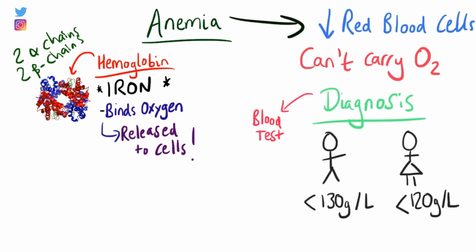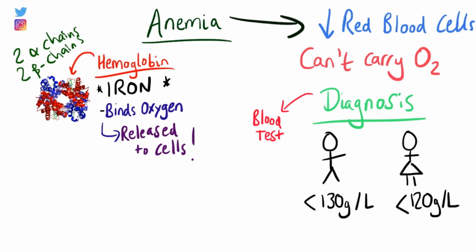Anemia is diagnosed using a complete blood count test, and according to the World Health Organization, a man is diagnosed with anemia if he has a hemoglobin level of less than 130 grams per litre, and for women it's less than 120 grams per litre.